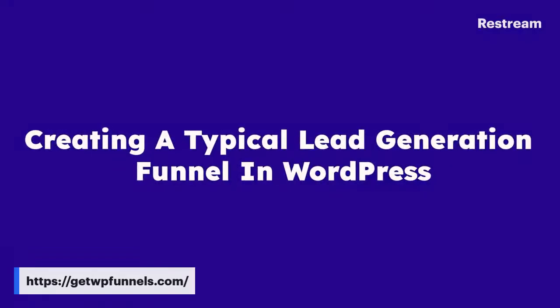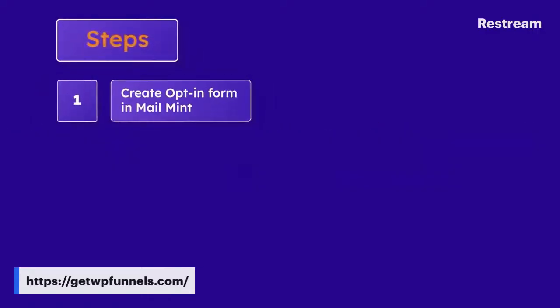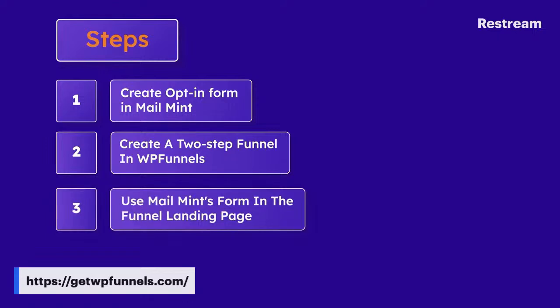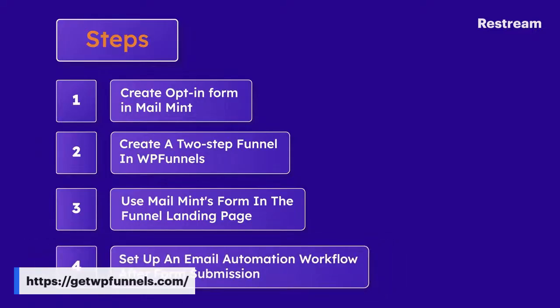Now, before I start creating it, let me tell you the steps I will follow. First, I'll create an opt-in form in MailMint. Second, I'll create a 2-step lead generation funnel in WP Funnels. Third, I'll place the MailMint opt-in form onto the landing page of WP Funnels. You don't have to do any back and forth or drop any shortcode. They integrate quite well, and I'll show you how. And fourth, I'll create an automation workflow in MailMint so that whenever someone submits that form, an automated email is sent out. This is going to be really simple. It doesn't take much time.